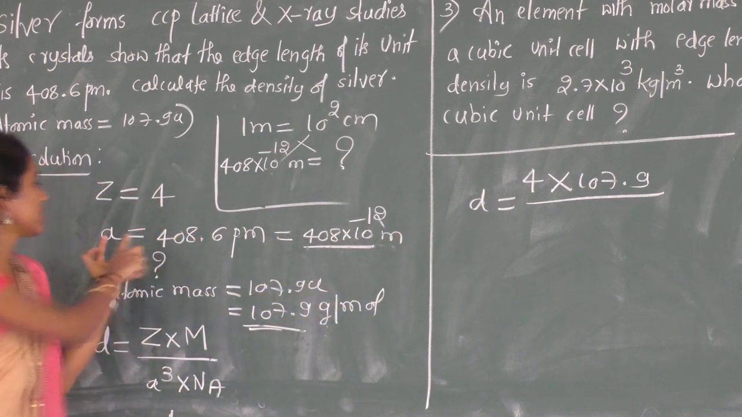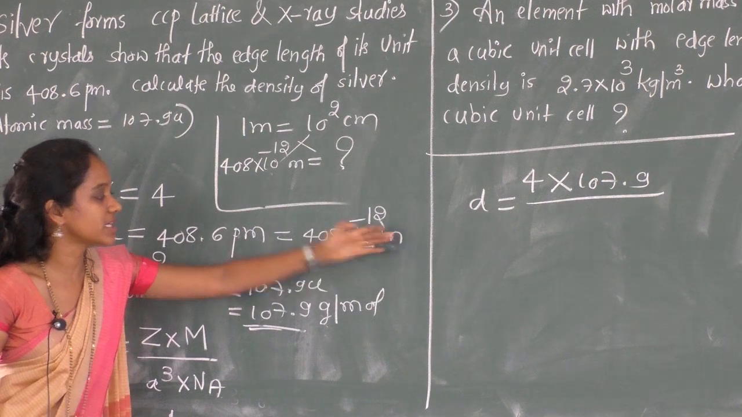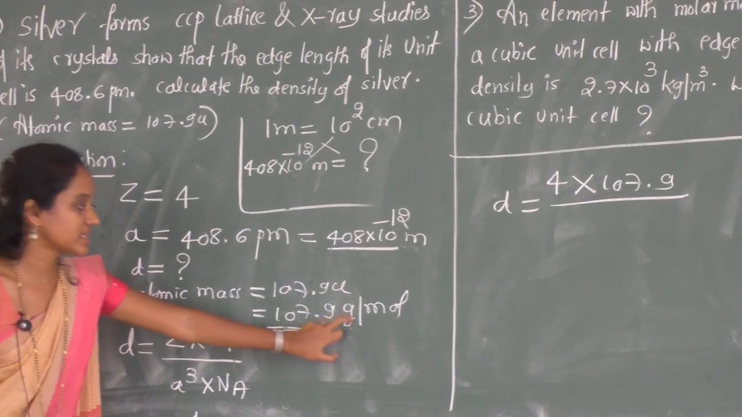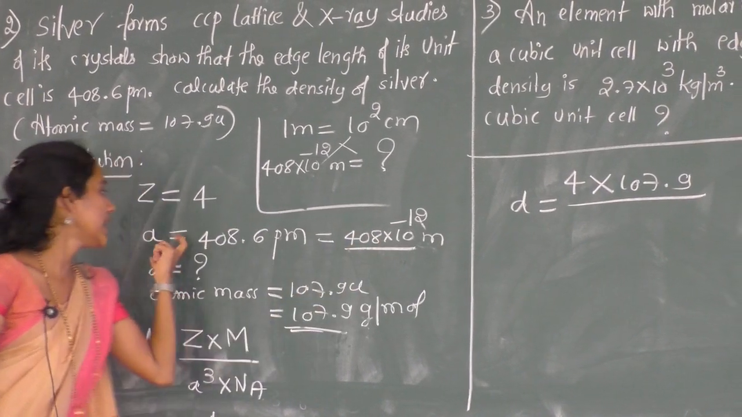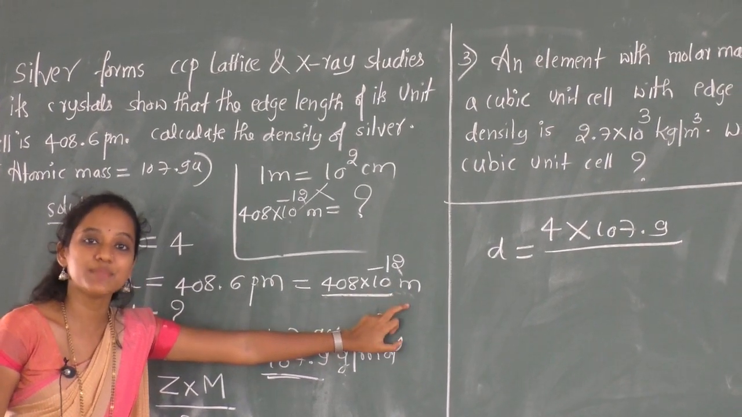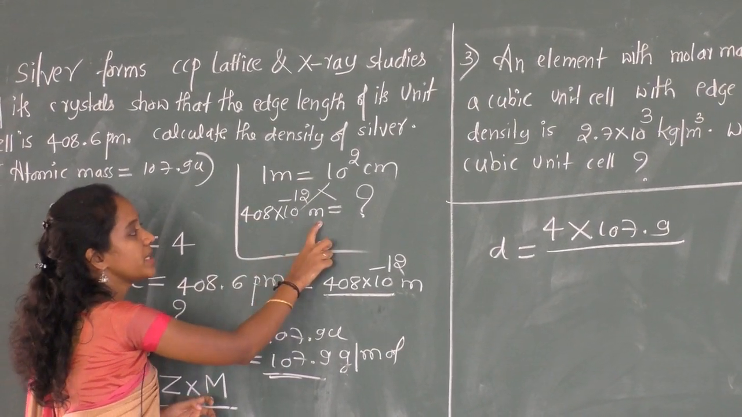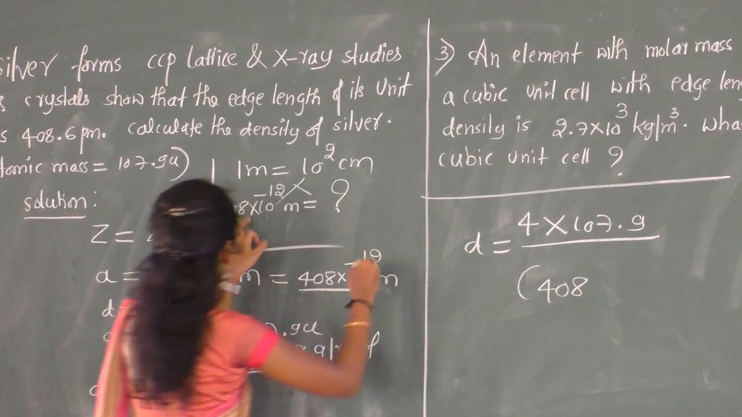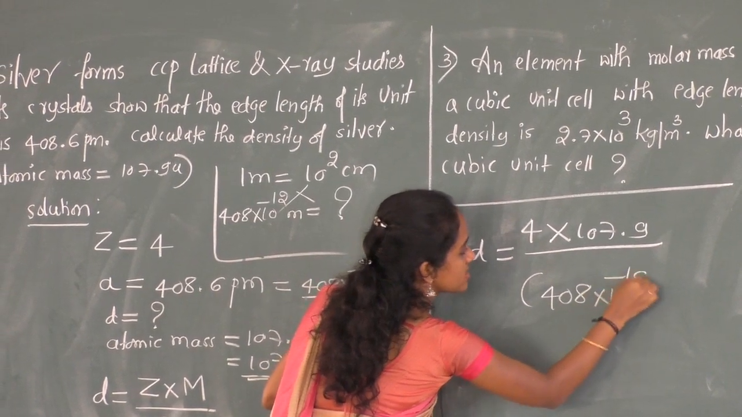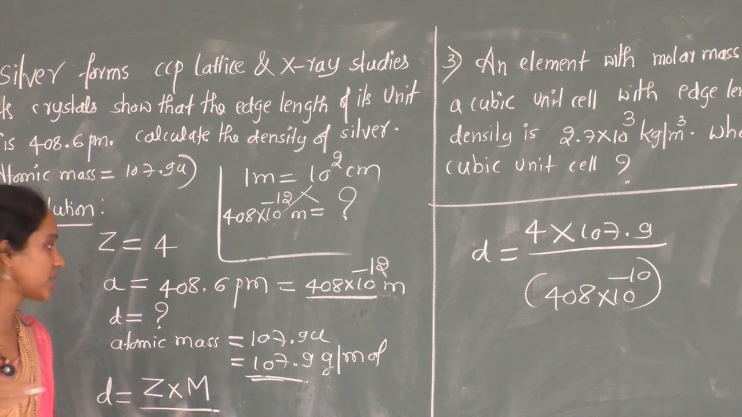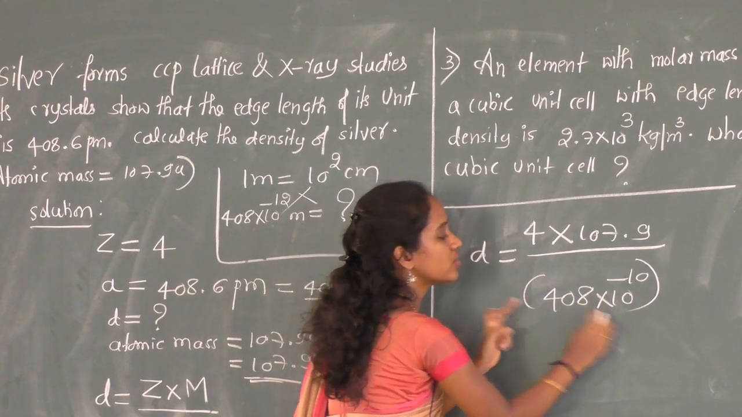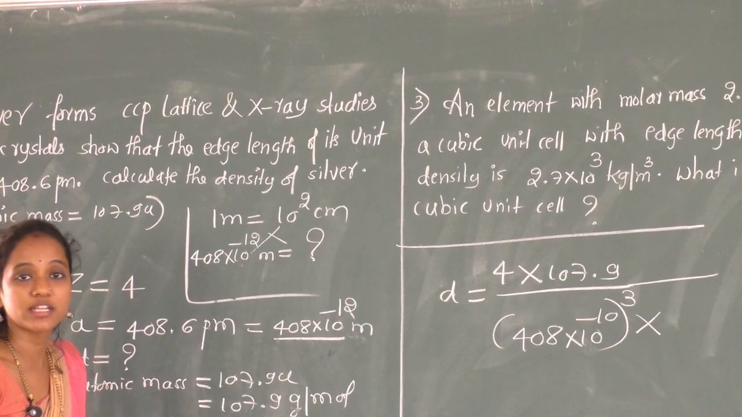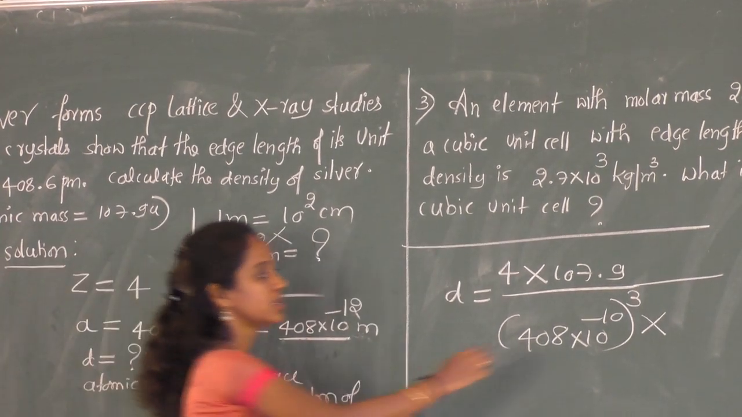Why am I converting edge length from meters into centimeters? Because the unit of the density is in grams. If it is in grams, the unit of edge length must be in centimeters. So I converted meters into centimeters. The value is 408 into 10 to the power minus 10, right? So a cube, 408 into 10 to the power minus 10, its cube, multiplied by Na. What is Na? It is Avogadro's number. So what is the value?